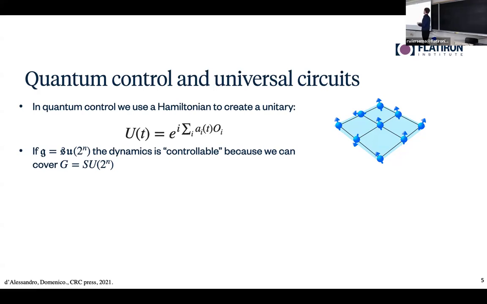And in general, you would want to make any possible unitary. So in order for that to be possible, you basically need this dynamical Lie algebra, spanned by these terms in your Hamiltonian that you have access to. This needs to span SU2 or SU4 or SU8, because that means that you can make any unitary on that Hilbert space. And so, yeah.